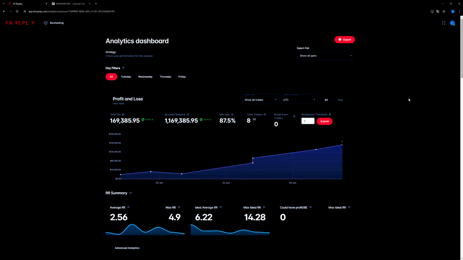Alrighty, so we just arrived at the analytics page. The trend line right here, or the equity curve, is absolutely beautiful. A 87.5% win rate, of course, only over the course of 8 trades.